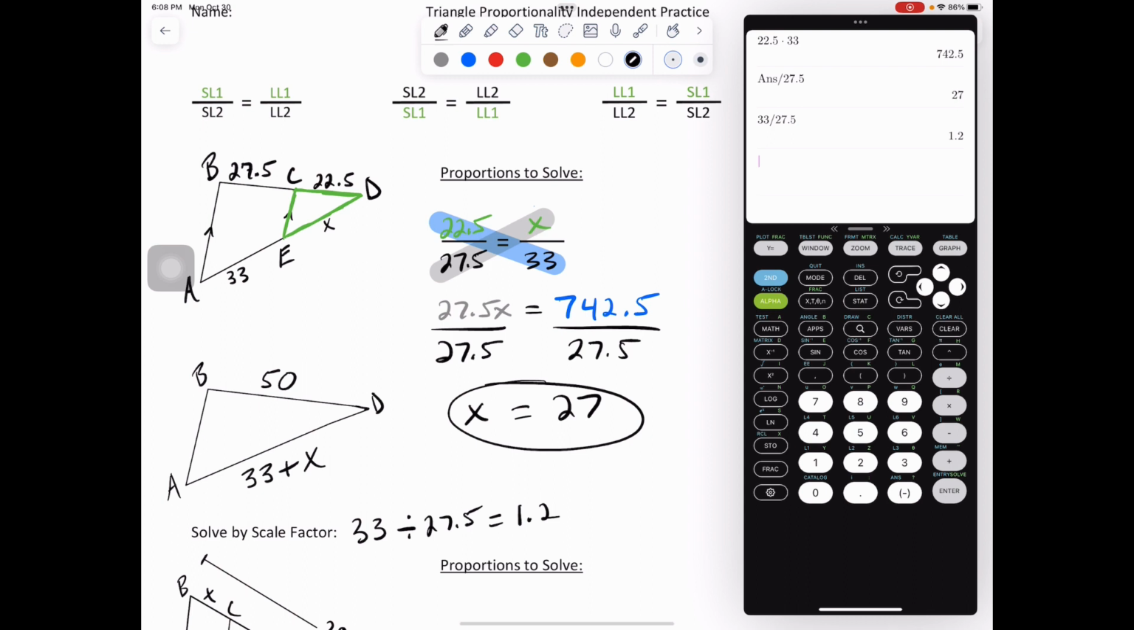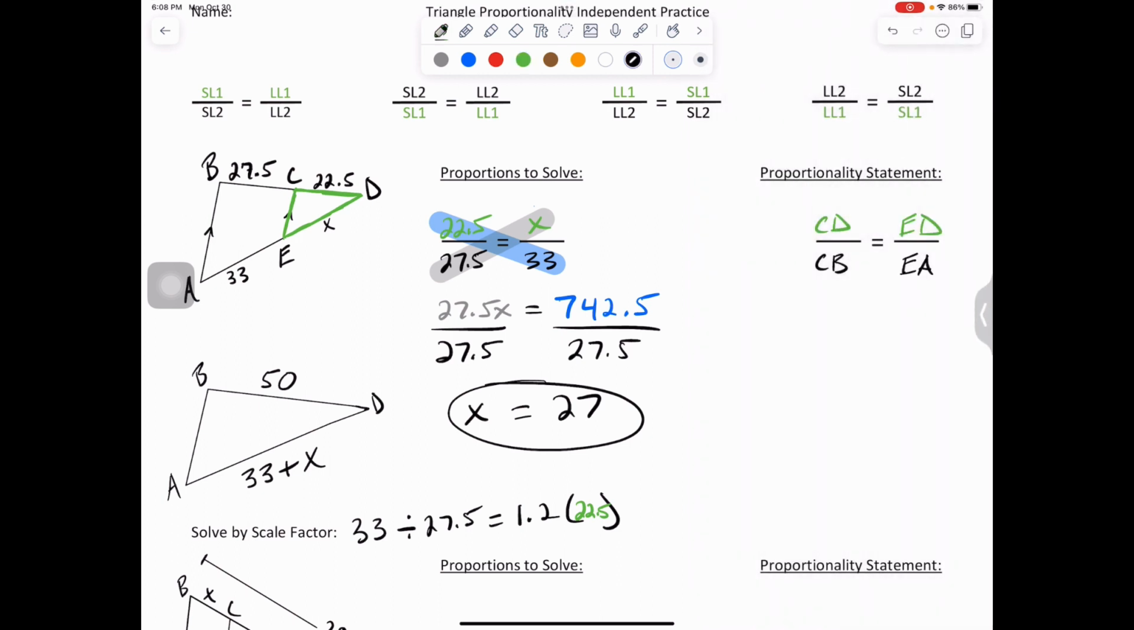Sometimes I can't enter all of those because it might give me like 10 numbers at the decimal, and I'm just not going to write all of those down. Then if we multiply it by our 22.5 here, sorry about that, it's a little small. We will still get our 27. So I just wanted to show that to you. So we still get 27 for x either way. Yes, you can use both.